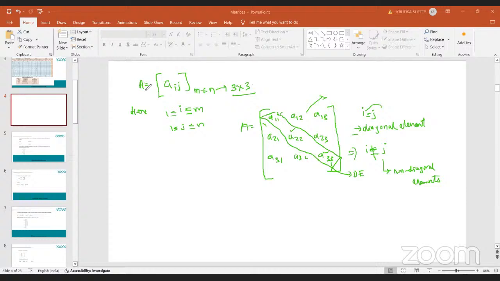Is it being understood? These are all basics, and then we will go to the main questions.